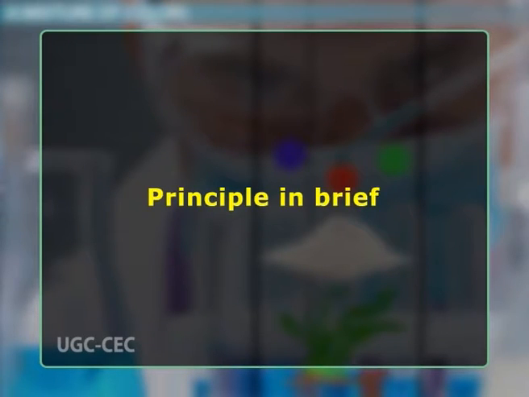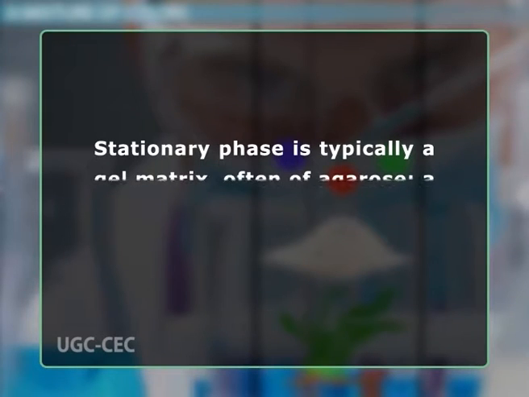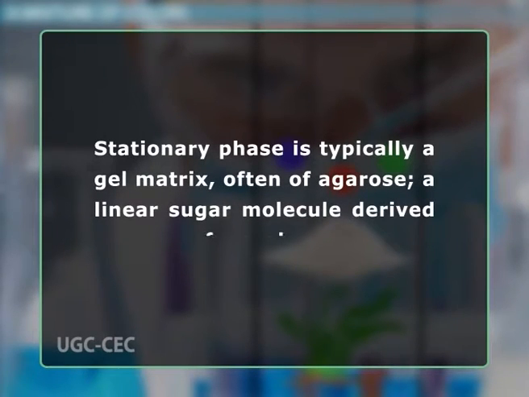Now, the principle in brief. The stationary phase is typically a gel matrix, often of agarose, a linear sugar molecule derived from algae. Usually, the starting point is an undefined heterogeneous group of molecules in solution, such as a cell lysate, growth medium or blood serum. The molecule of interest will have a well-known and defined property that can be exploited during the affinity purification process. The process itself can be thought of as an entrapment, with the target molecule becoming trapped on a solid or stationary phase or medium.